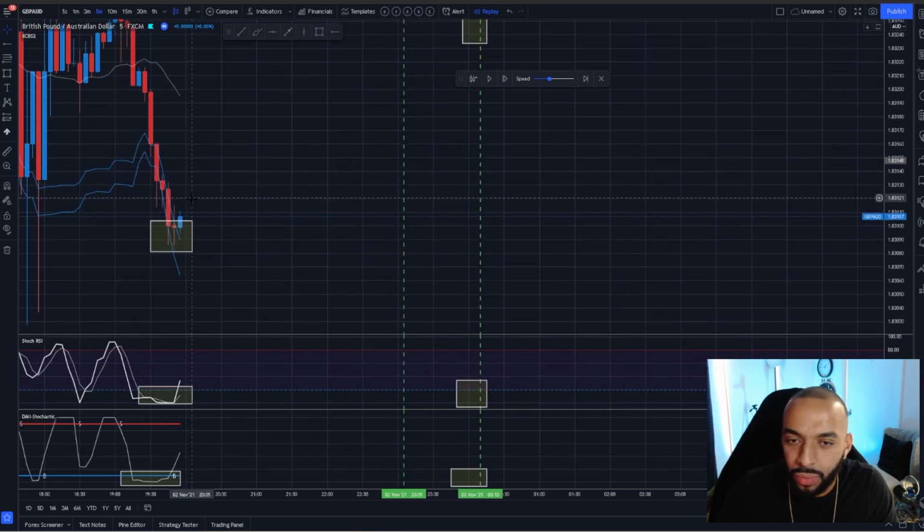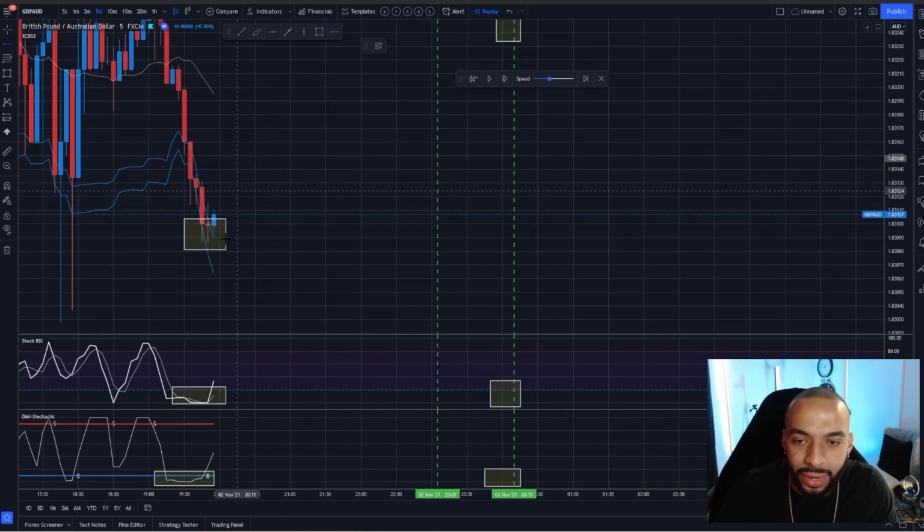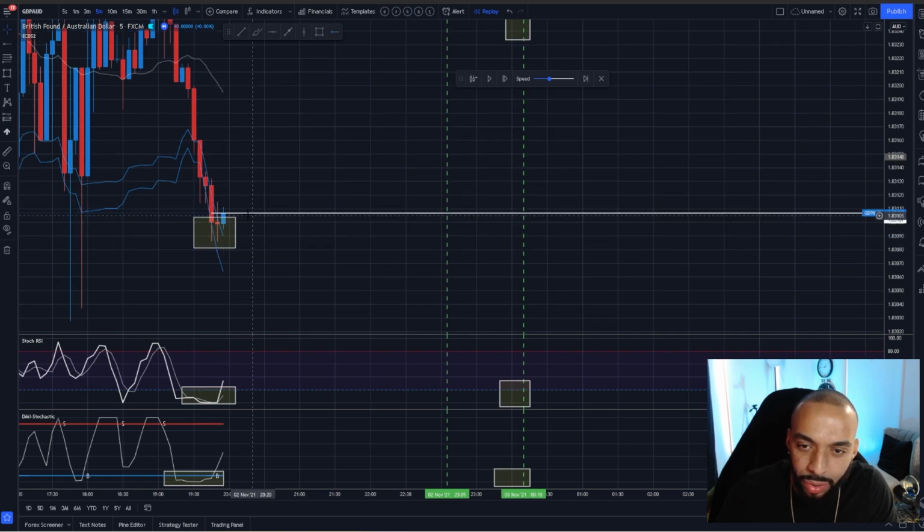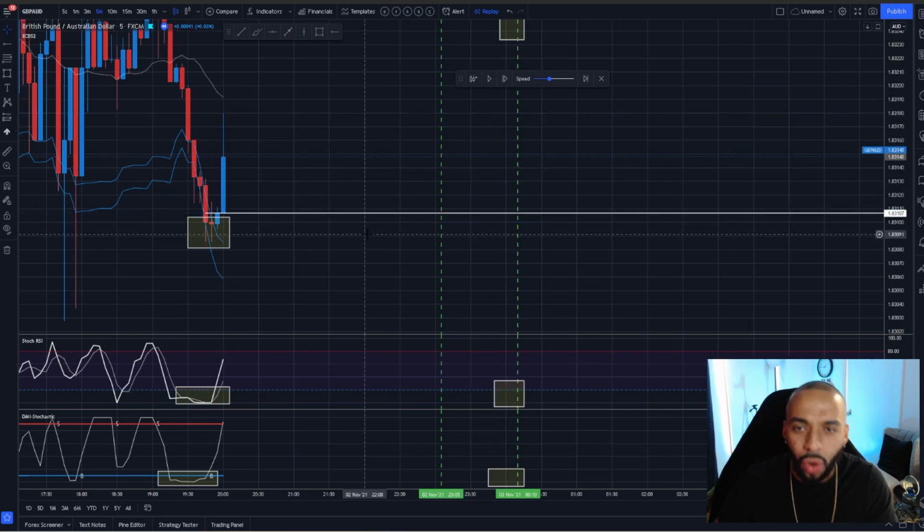So again, we're going to test this out. Now that we got the stochastic cross, we got the bullish candle as the confirmation candle for the buy. We're going to put our line there. This would have been our entry. And woo!